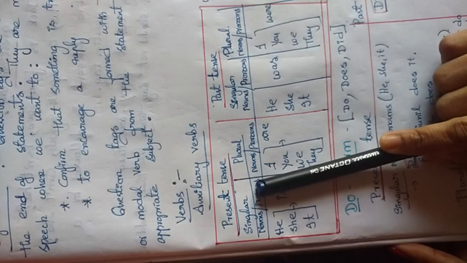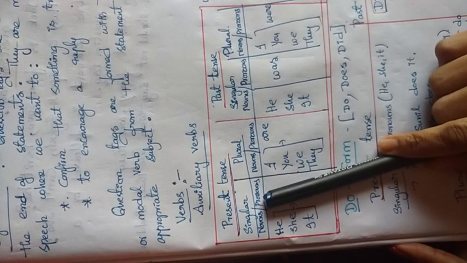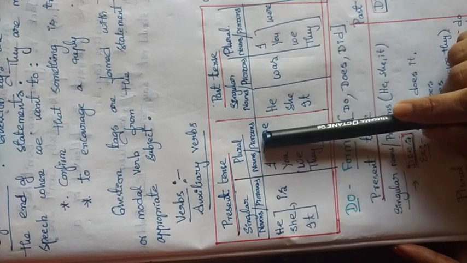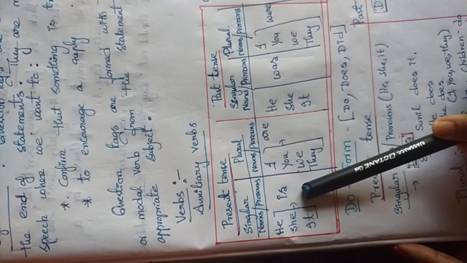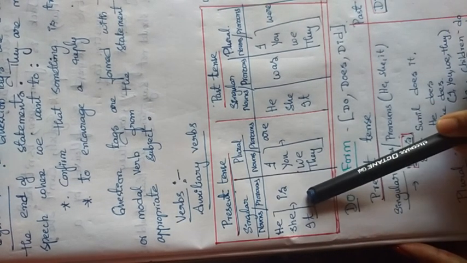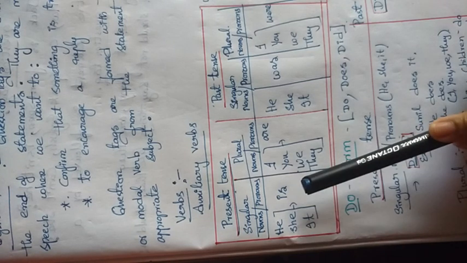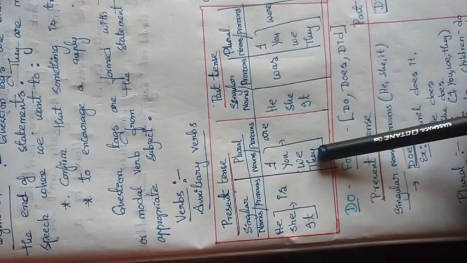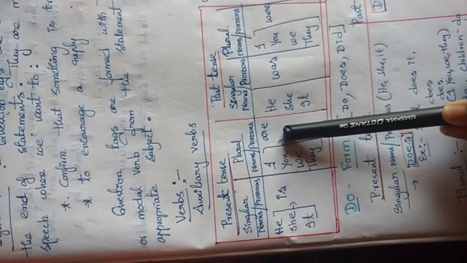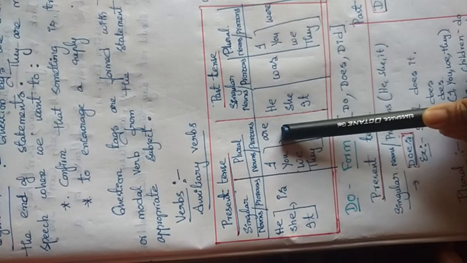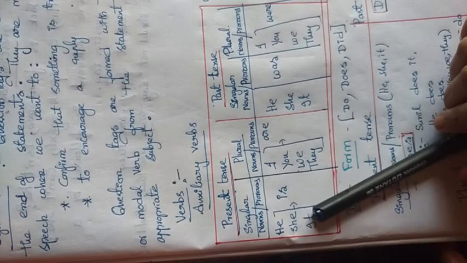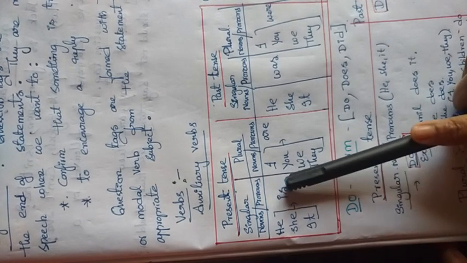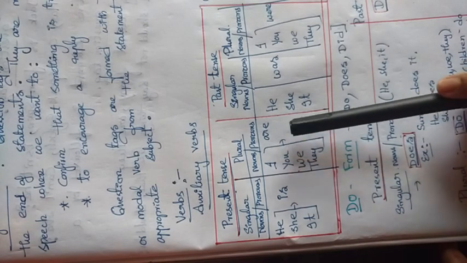For example, present tense. In the present tense, singular and plural nouns or pronouns will be there, right? So, what type of word do we have to use? For singular nouns or pronouns in the present tense, we have to use the auxiliary verb is. And for plural nouns or pronouns, we have to use are. Remember, in the present tense, is for singular and are for plural pronouns.